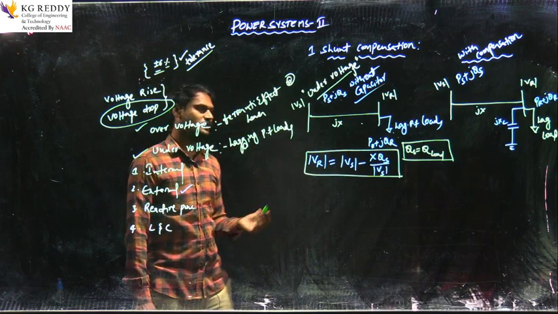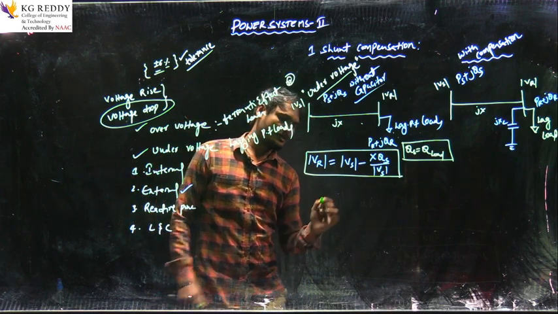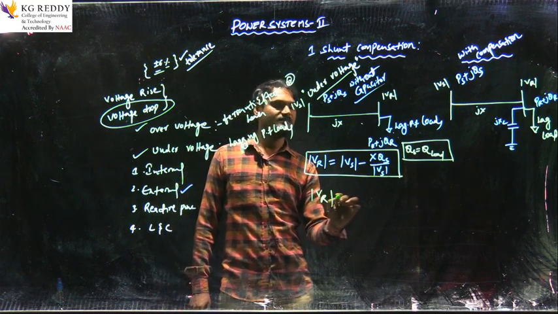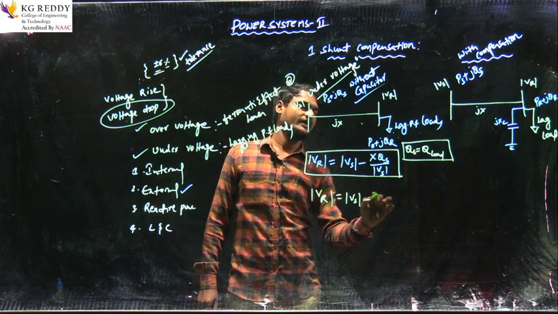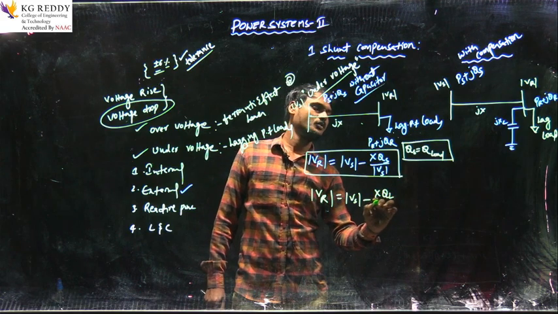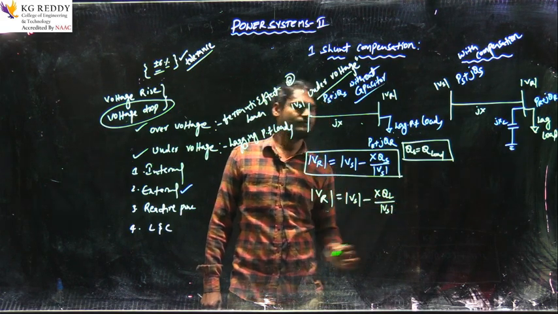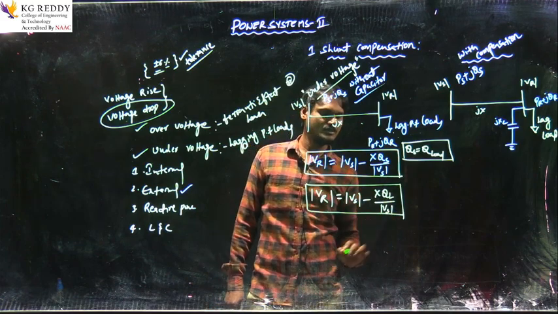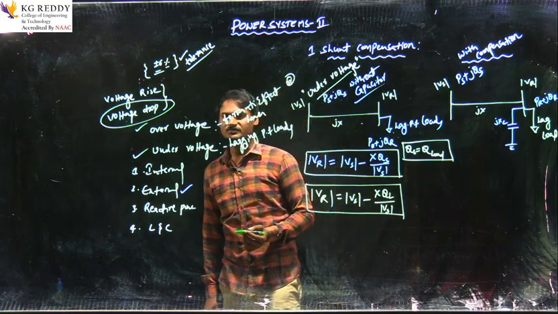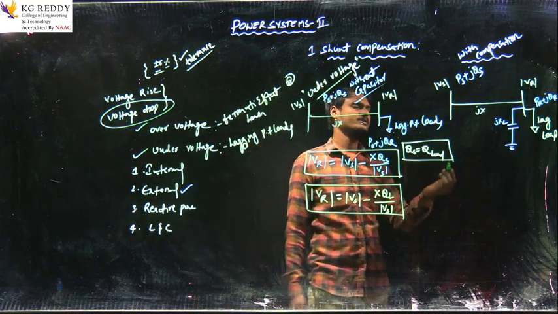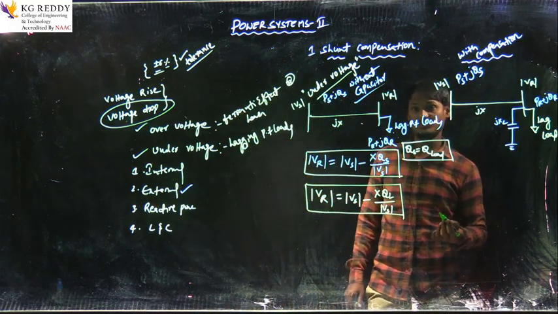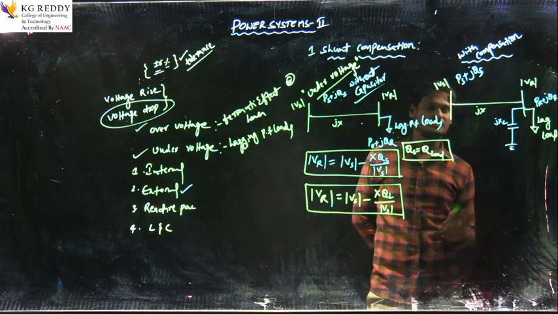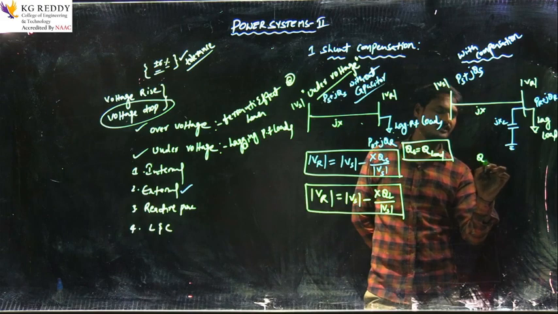So what will happen here? What will happen if you substitute the value here? VR = Vs - X QL / Vs. So this is the equation which represents the transmission line without compensation of the system. So let me write here one equation related to the system with compensation.